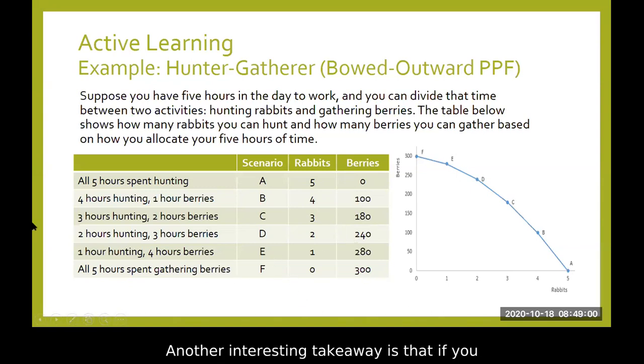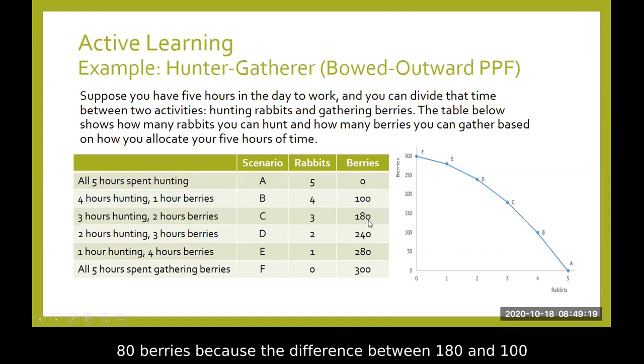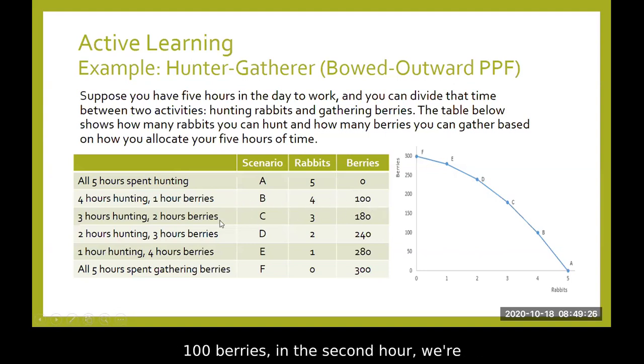Another interesting takeaway is that if you look at how the number of berries is changing. So in the first hour, we gather 100 berries. In the second hour, we're really only getting 80 berries because the difference between 180 and 100 is 80. So it's like saying in the first hour, we gather 100 berries. In the second hour, we're only getting 80 additional berries because this is a total number in 2 hours. So with each additional hour, the number of berries that we're getting is decreasing.